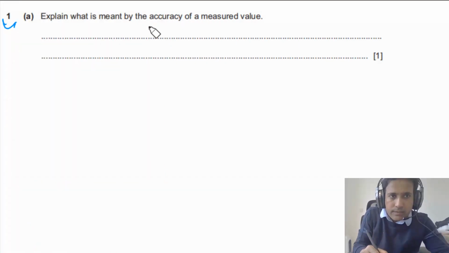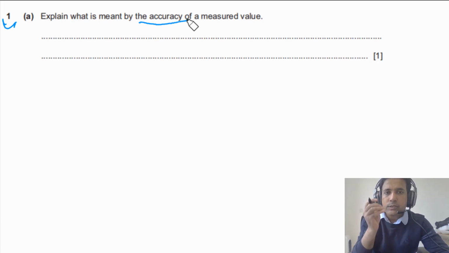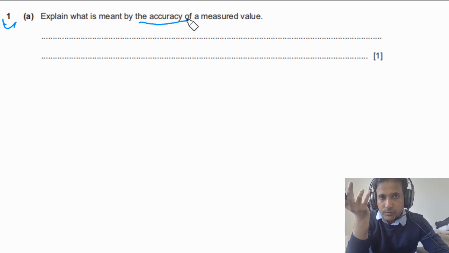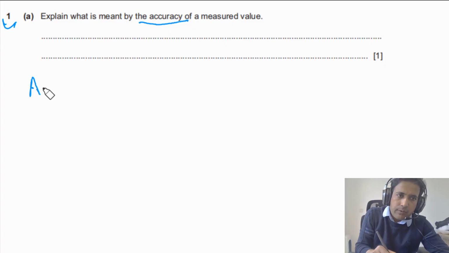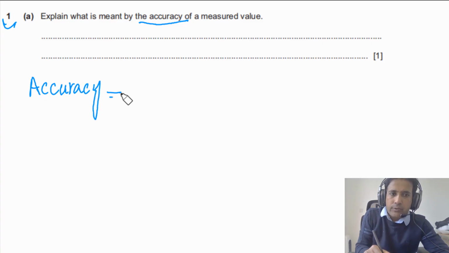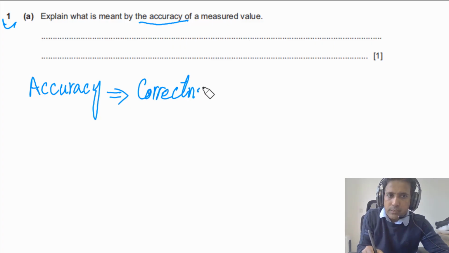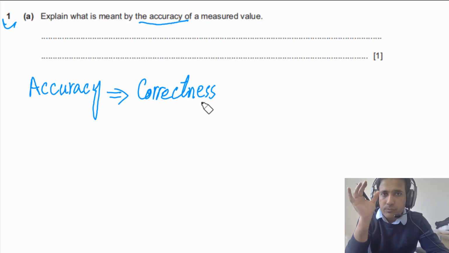Question 1, part A says, explain what is meant by the accuracy of a measured value. So what exactly is accuracy? Very important concept: accuracy and precision. In simple language, accuracy is linked with correctness. How correct is your measured value? Correctness, simply we can say.